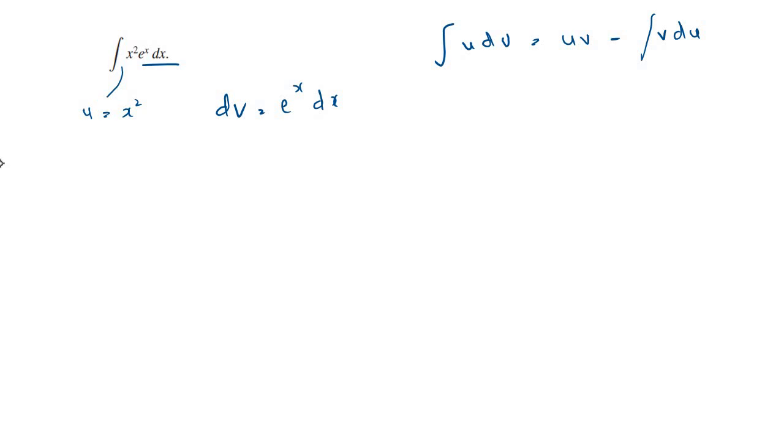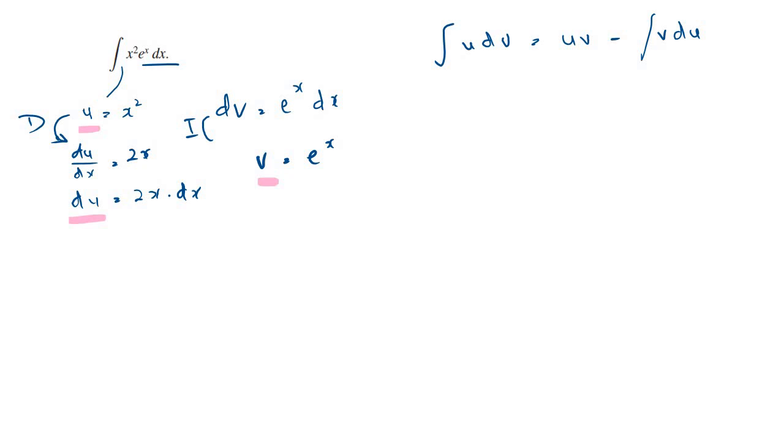So we differentiate this and we integrate this. When we differentiate this, we get du over dx as 2x, so du is equal to 2x times dx. Now we integrate dv, and we get v equals e to the power x. So now we have u, du, and v to substitute into this equation.